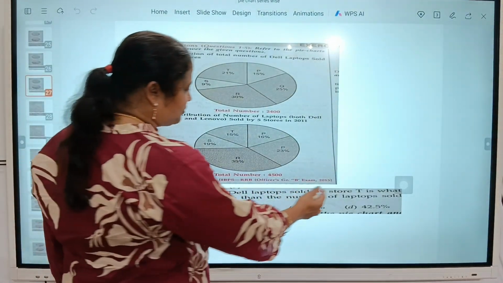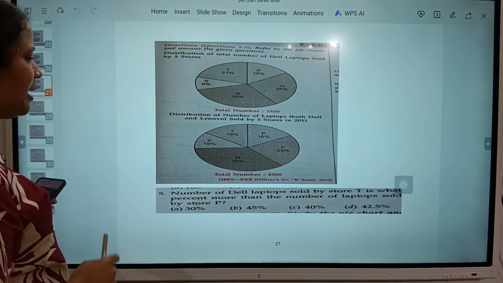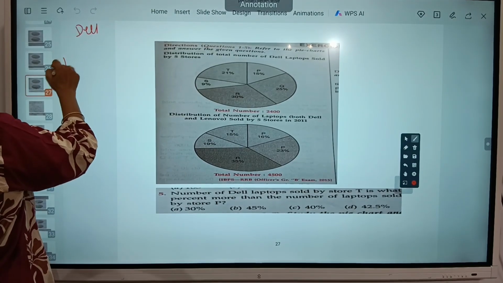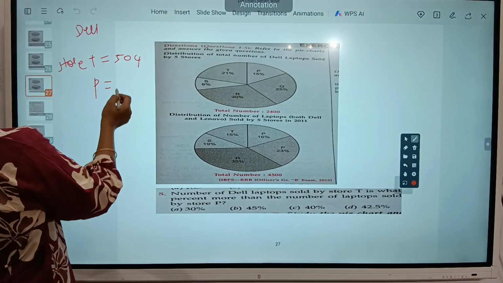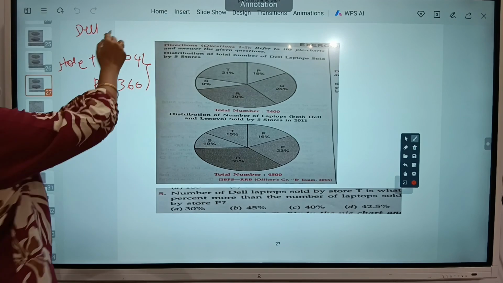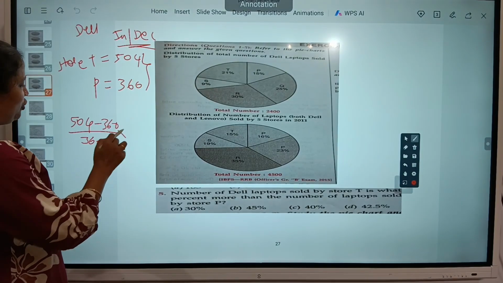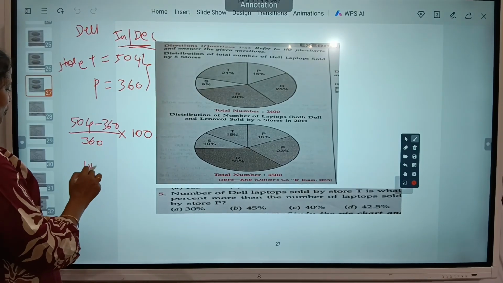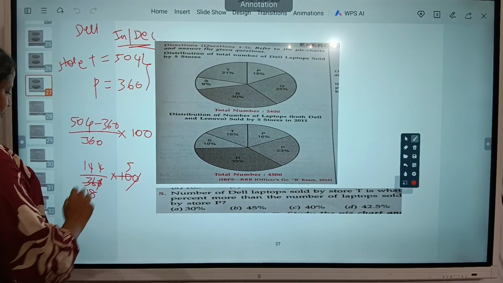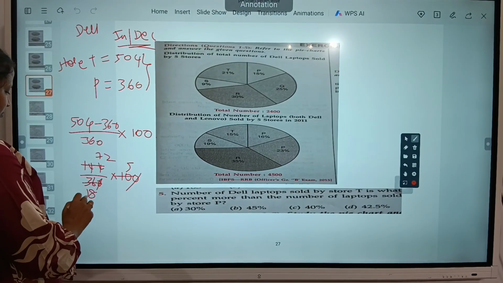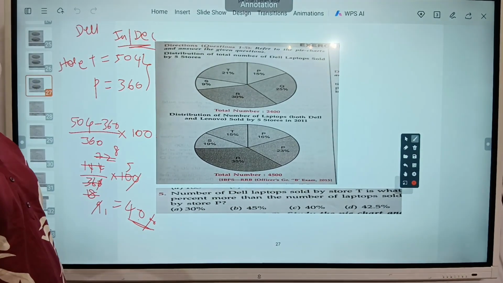The next question is, the number of Dell laptops sold by store T is what percent more than the number of laptops sold by store P. So Dell laptops sold by store T is 504 and store P is 360. So we have to apply the increase or decrease formula here. 504 minus 360 by 360 into 100. Okay, 144 by 360 into 100. So it is 40%. It has been more by 40%.